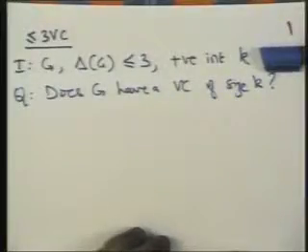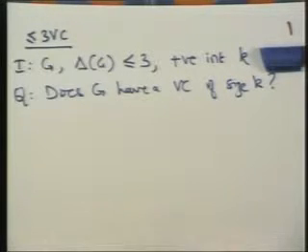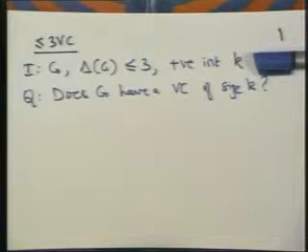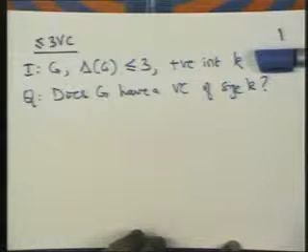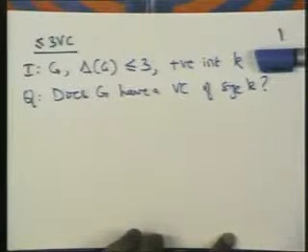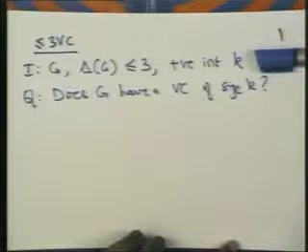We were looking at the problem less than or equal to 3 VC. The input is a graph G such that delta G, the maximum vertex degree, is at most 3, and a positive integer k. The question we ask is, does G have a vertex cover of size k? Our objective was to prove that this is NP complete.